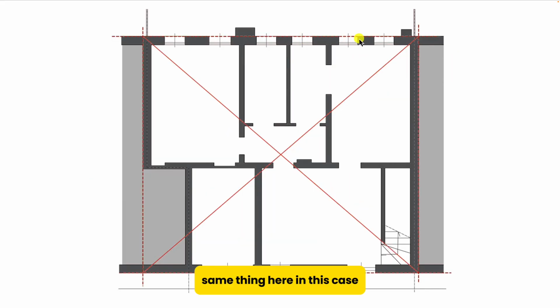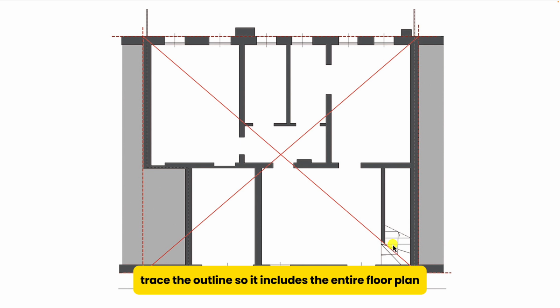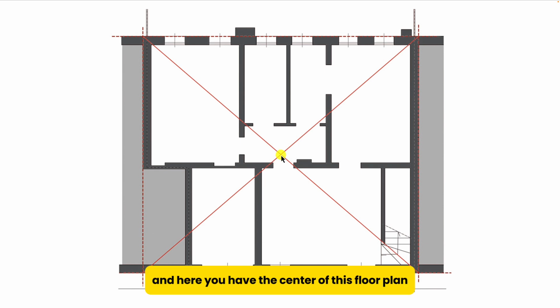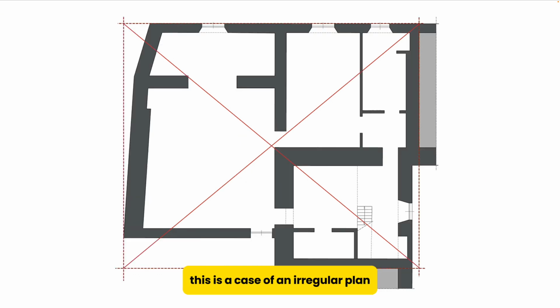Same thing here. In this case, trace the outline so it includes the entire floor plan, and then draw its diagonals, and here you have the center of this floor plan. This is a case of an irregular plan where there isn't even a rectangular shape, but the same technique applies. So if this is your case, you should draw the largest rectangle which encompasses all the walls, trying to contain everything, and then draw the diagonals to identify the center. So you see here the large rectangle and then the two diagonals. This is the center of this plot.